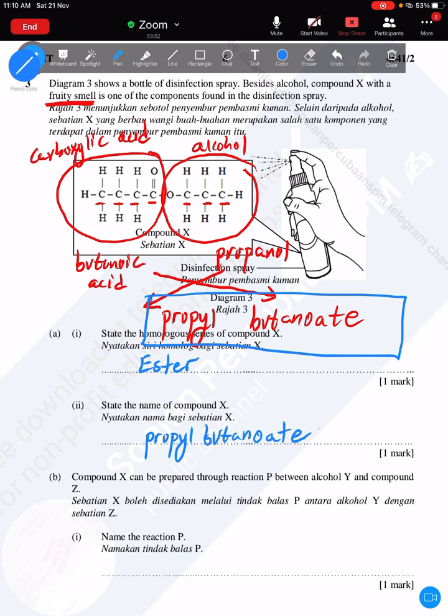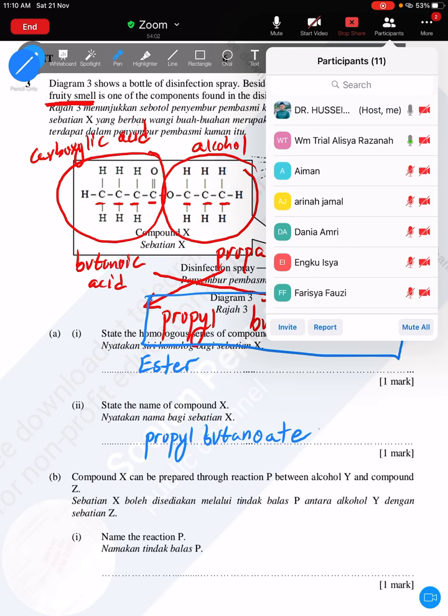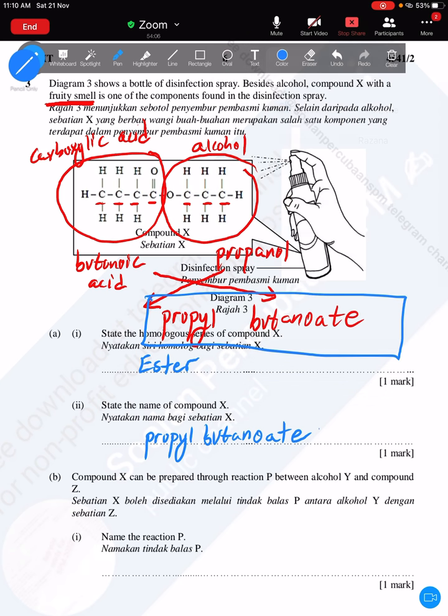Compound X can be, pardon? Now, what you are trying to ask, how to identify this is an ester or not, isn't it?